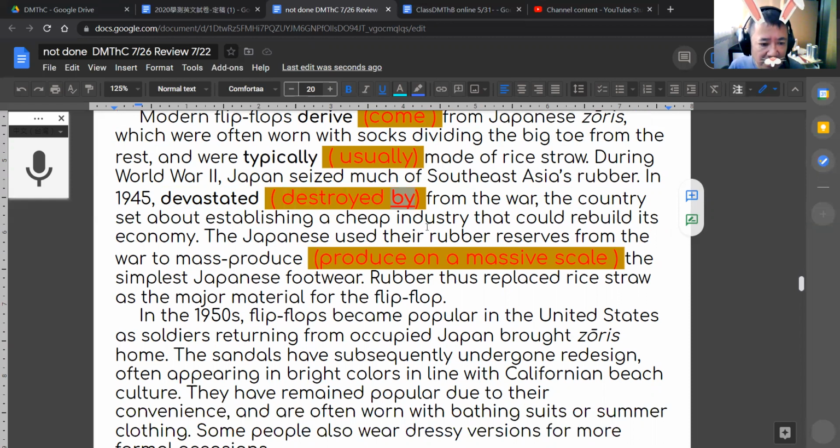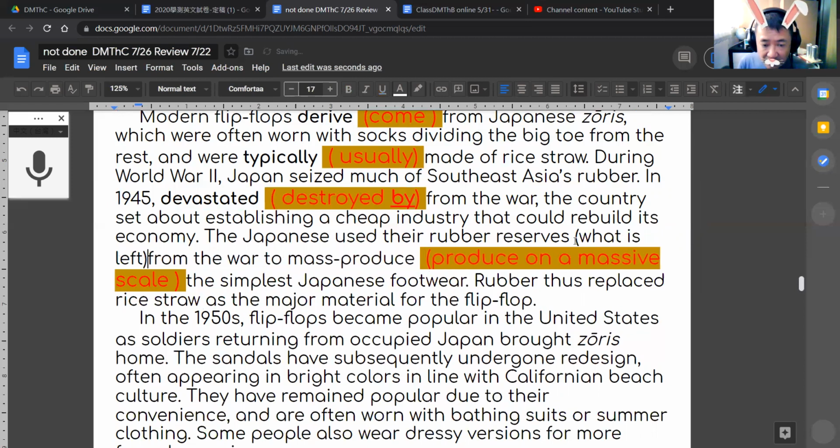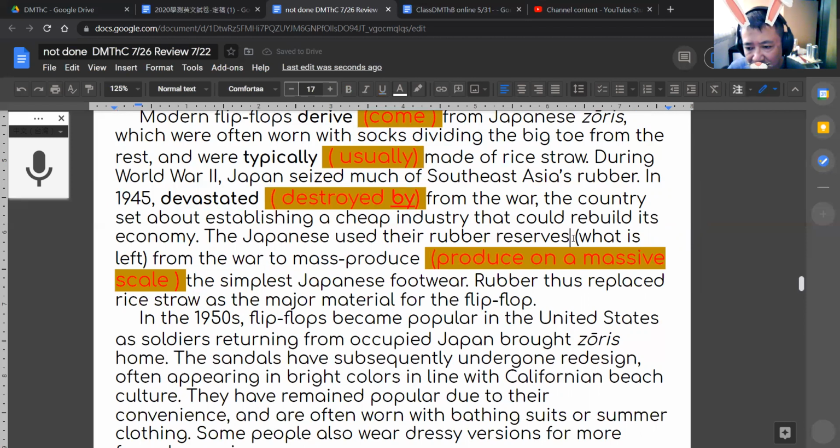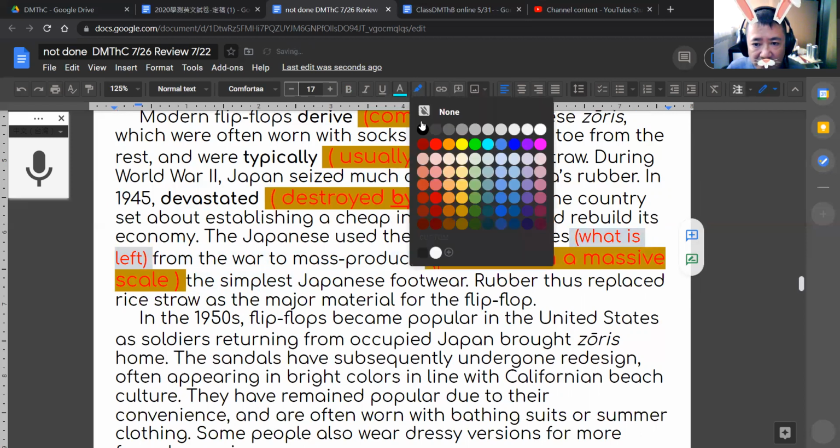rebuild its economy. The Japanese used their rubber reserves from the war. So what are the rubber reserves? They took lots of rubber from other countries, and when they lost the war, they still had some 剩下来的. So reserves are what is left. What is left? 剩下的, right? Leftovers. I guess you call it leftovers. I don't know. So they took their rubber reserves, what was left.